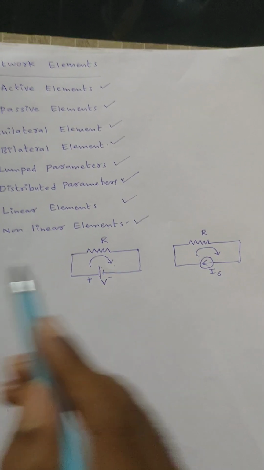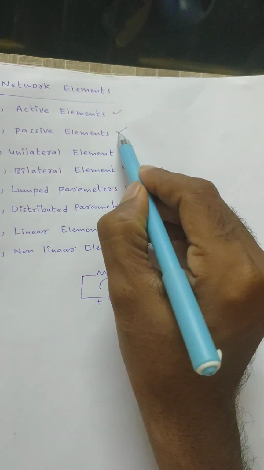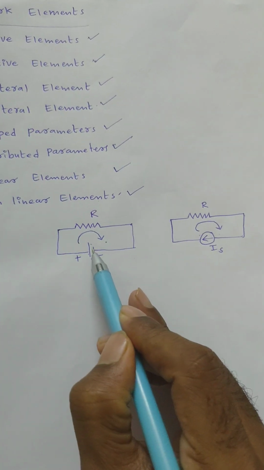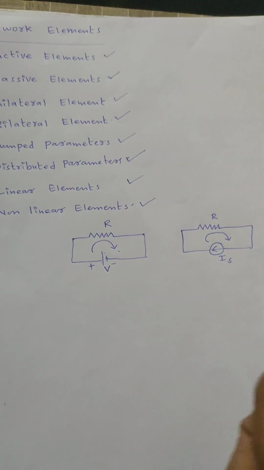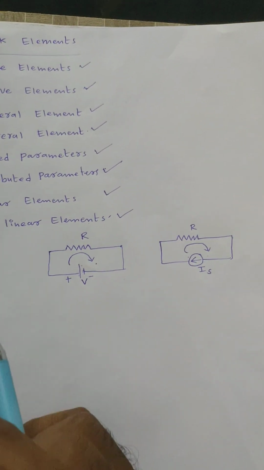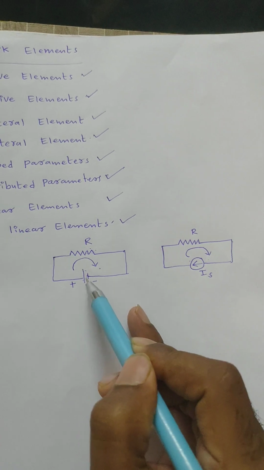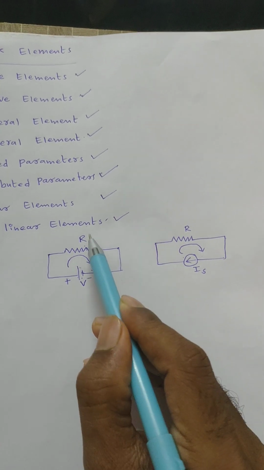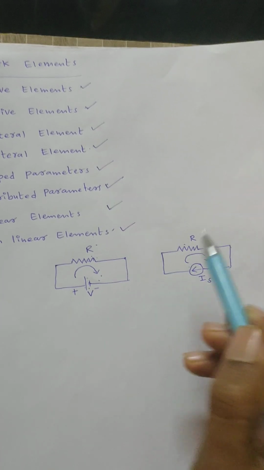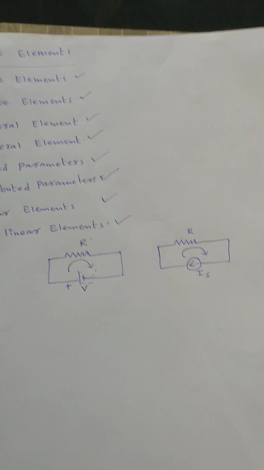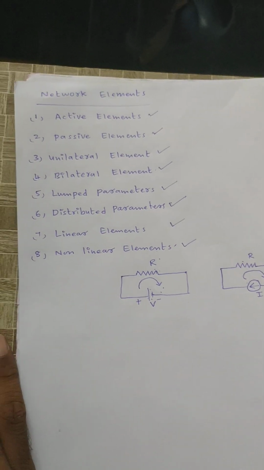Now coming to passive elements. The elements which receive or consume energy are known as passive elements. See here, the resistor consumes the energy from this source. That means here the resistor is a passive element. Similarly, inductor and capacitor are examples of passive elements.